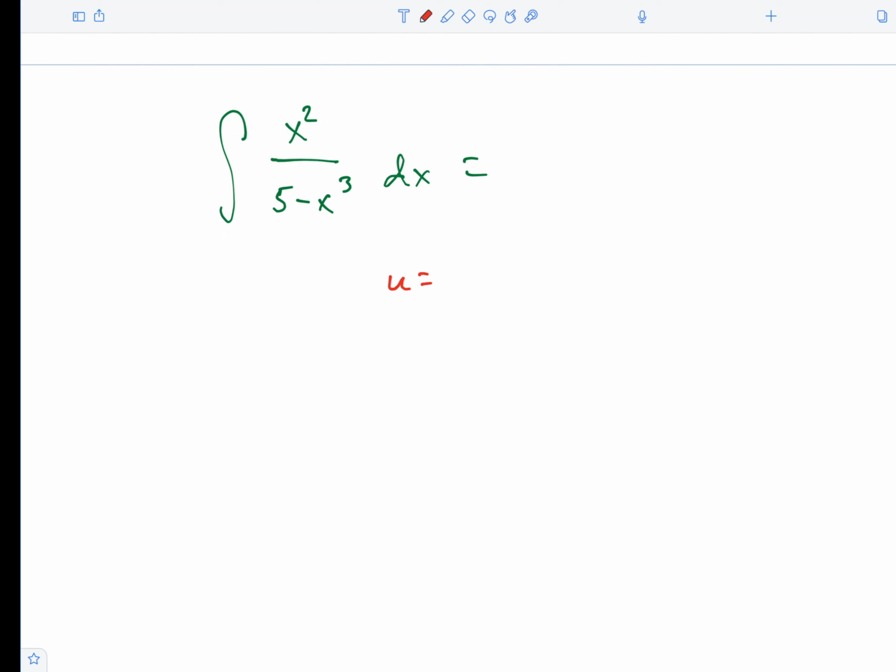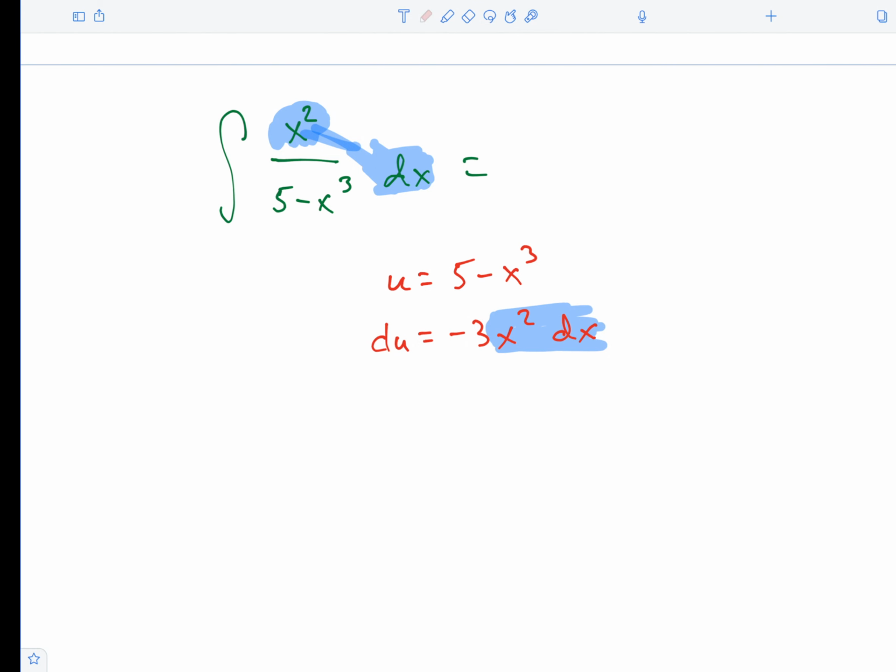Okay, so I'm going to say u is 5 minus x cubed. So when I take the derivative of this, I'm going to get negative 3x squared. So du equals negative 3x squared dx. And why are we so happy about this? Because we can see that we have an x squared, and here we have an x squared. Really, I should be saying x squared dx, right? So we have two x squared dx's.